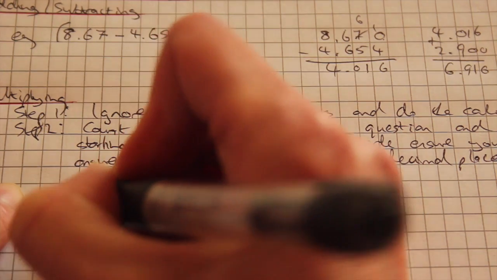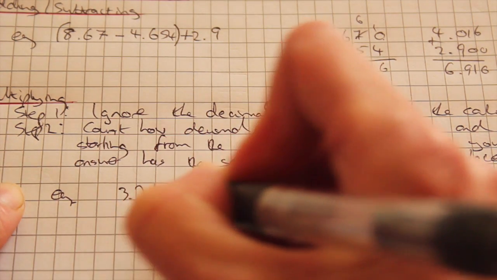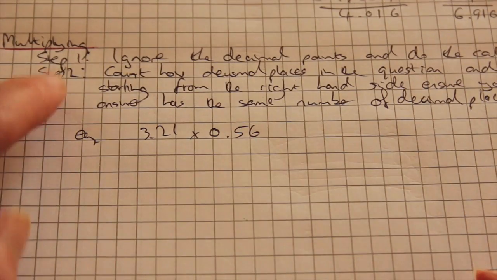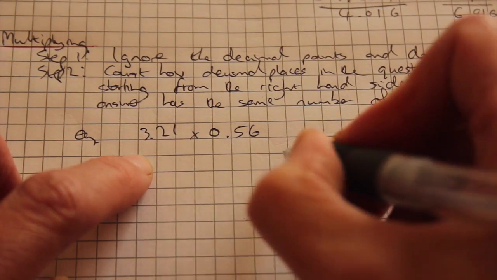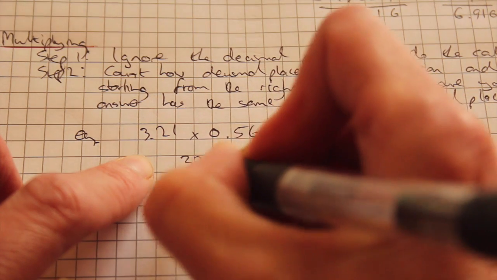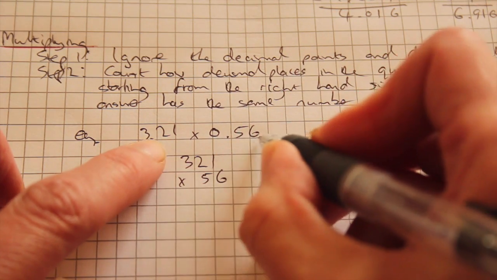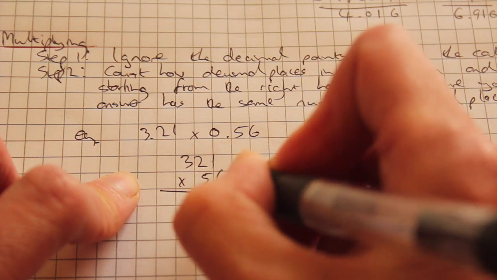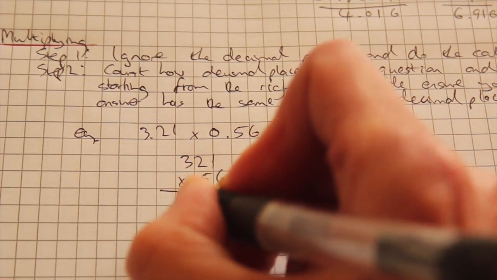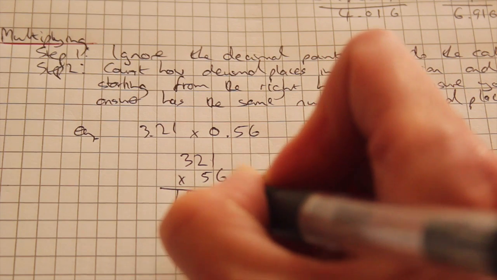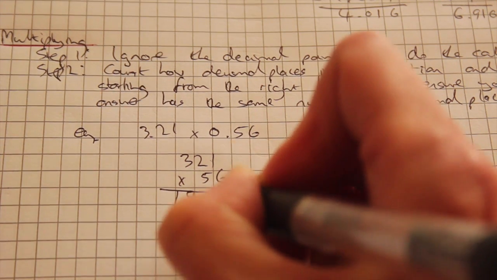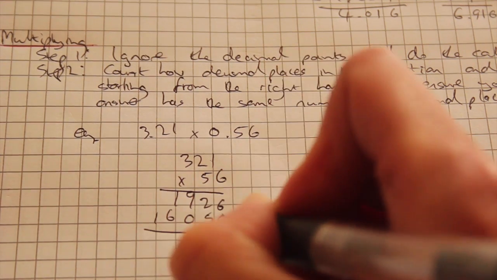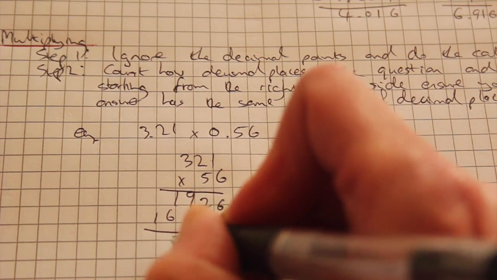So, if you had 3.21 times 0.56, I would do that sum by step 1, ignoring the decimal places and doing the calculation. So 321 times 56, just ignoring that decimal point. 6 ones are 6, 6 twos is 12, 6 threes are 18, plus 1 you're carrying 19. Put down a naught, 5 ones are 5, 5 twos are 10, 5 threes are 15, add your 1, 16. Just adding all that up.